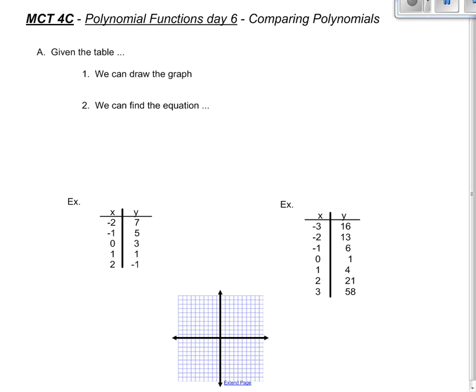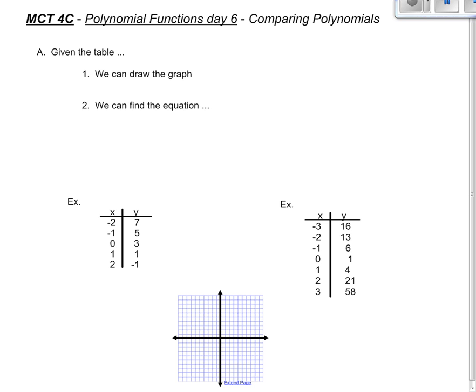Hello MCT4C, we're on polynomial functions day 6 and we continue with comparing polynomials. Remember that we are restricting ourselves to linear, quadratic, cubic, and quartic. So if we are given the table, we can do two different things. We can draw the graph, at least in a limited way, and we can find the equation.